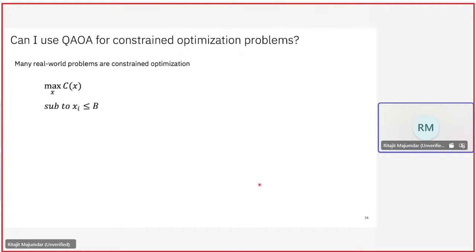Think of MaxCut here. When you think of MaxCut, there is nothing called a wrong solution. A solution is either good or bad, but it's still a solution. If you put everything as yellow or everything as green, it's still a solution whose cut size is 0. Fine. But there are many real world problems which are constrained.